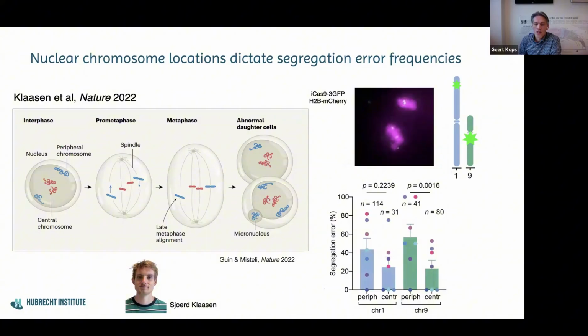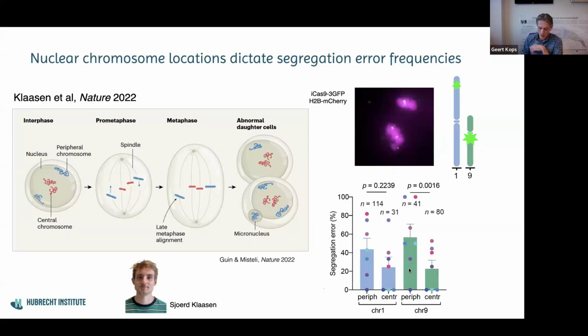And when you quantify all of this, you can see that chromosome 1, which is most often peripherally located, is peripheral in interphase nuclei with the highest chance, and then we see a relatively high segregation error rate. Compared to when occasionally, in this case 31 out of the 150 or so cases, it starts centrally, then its segregation error rate is much lower, and vice versa for chromosome 9, that is most often centrally located. Its segregation error rate becomes much higher when occasionally it's peripherally located.